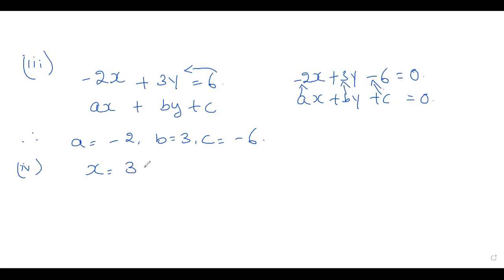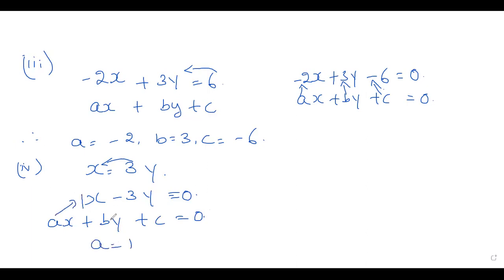x is equal to 3y. Take this to the left hand side. It will become x minus 3y is equal to 0. It is in the form of ax plus by plus c is equal to 0. What is a here? You can write 1. What is b here? It is minus 3. What is c? There is no constant, so I will write 0.